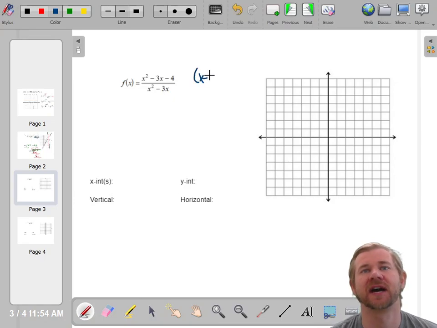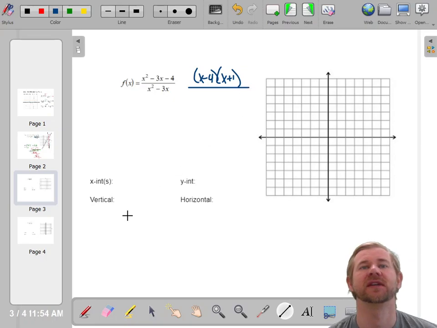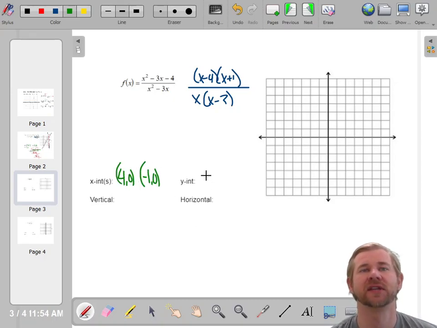X-intercepts, so factor the top, x minus 4, x plus 1. I'll factor the bottom while I'm at it, just GCF. X minus 3. So the x-intercepts are going to be at (4, 0) and (negative 1, 0). The y-intercept, wait a minute.